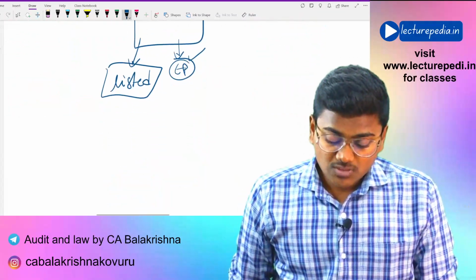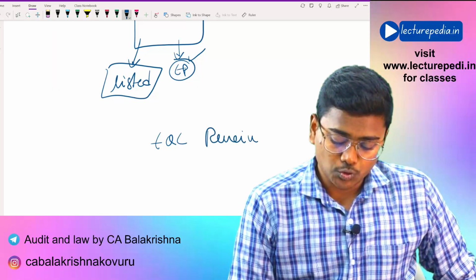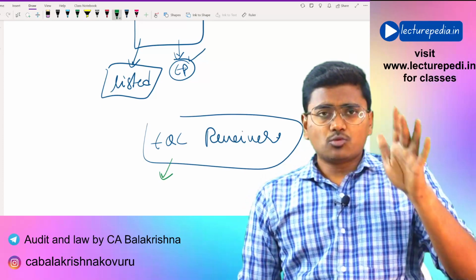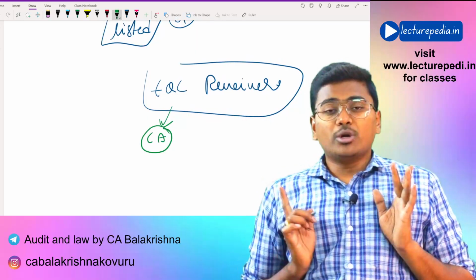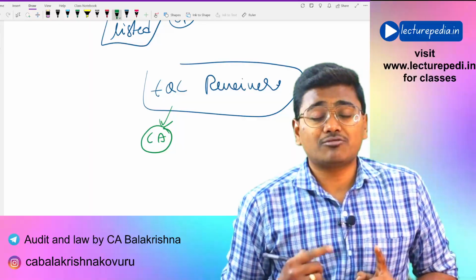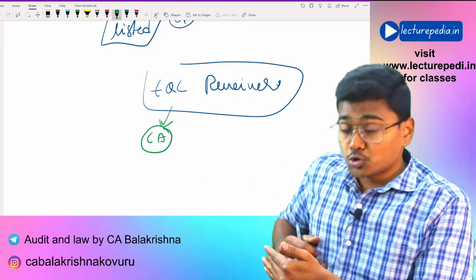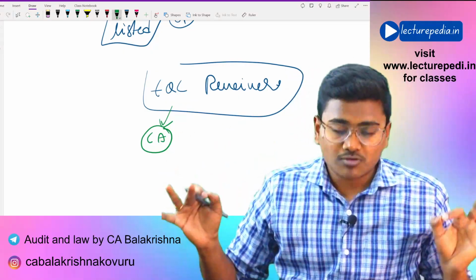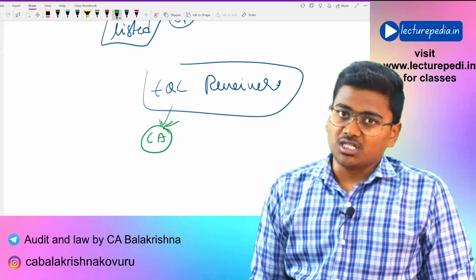Now, who can be appointed as engagement quality control reviewer? Regarding this, the first point is, the engagement quality control reviewer must be a qualified chartered accountant. Only a chartered accountant can be appointed as an engagement quality control reviewer. Why? Because he is reviewing the work that has been performed by another chartered accountant. So even the person who is reviewing should also be a chartered accountant to review the work done by another chartered accountant. So the first requirement is, the reviewer must be a qualified chartered accountant.